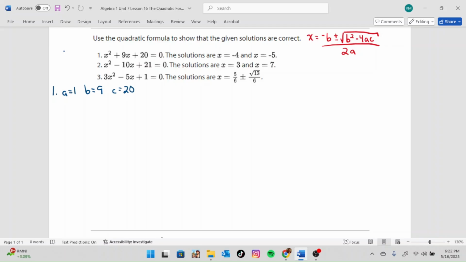So now we can write the formula. X equals negative, substitute in 9 in place of b, plus or minus the square root of b, which is 9, squared, minus 4 times a, which is 1, times c, which is 20. And all of this is over 2 times a, which is 1.